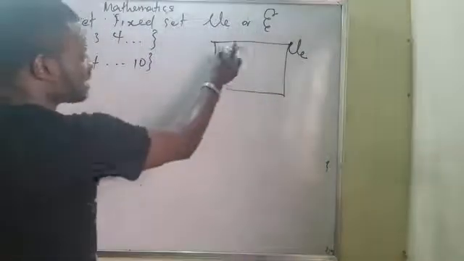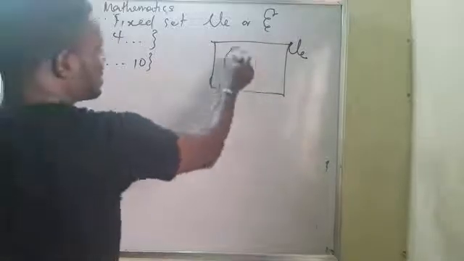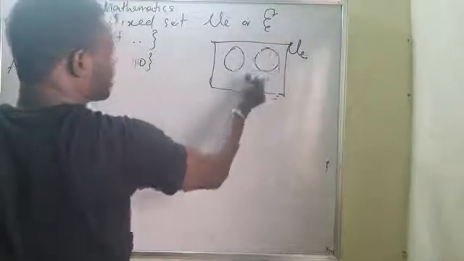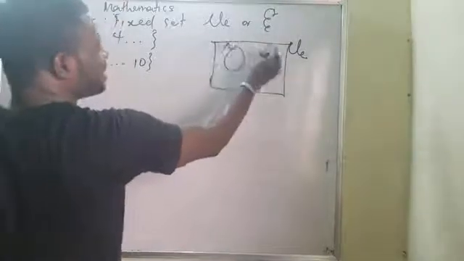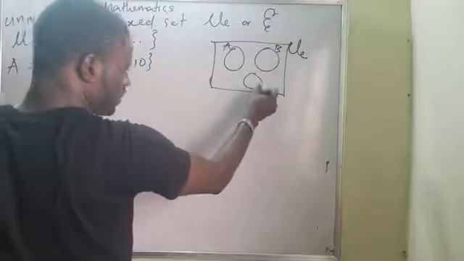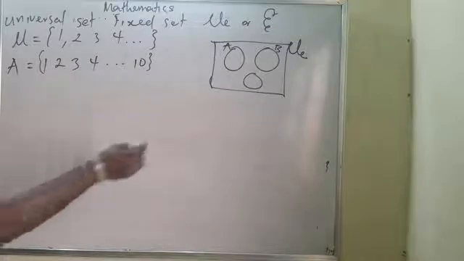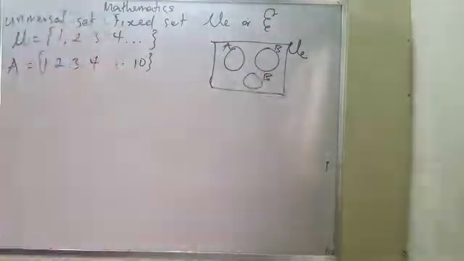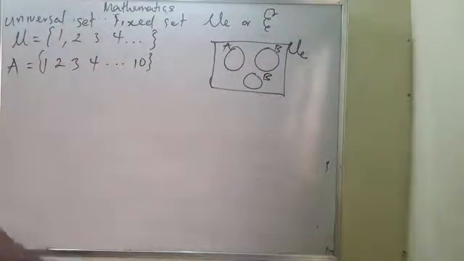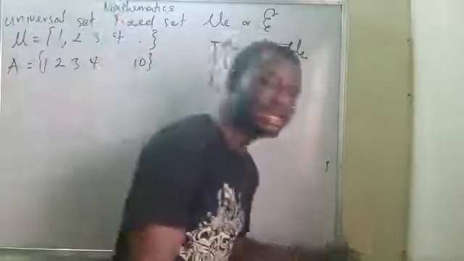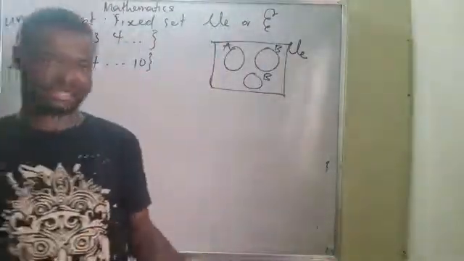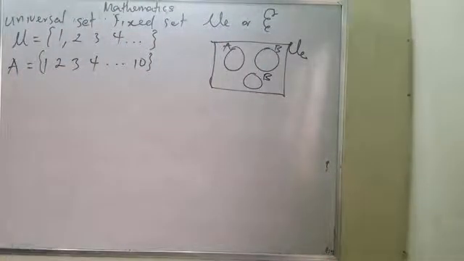Now, this is a set inside the universal. This can be a set, and a set. They all belong to what? The universal set. Can you understand what I'm trying to say? That is what I mean by universal set. It's just a container that contains all the elements in a given set. Okay, now it's denoted by that.